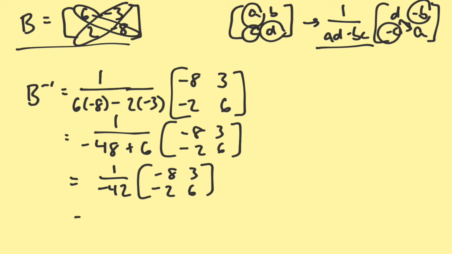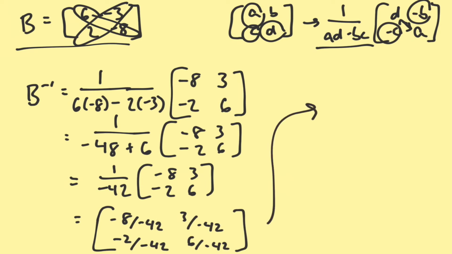And we can distribute that 1 over negative 42. So we can put everything over negative 42 and then simplify the fractions. We can divide for the top left both of those by 2, and a negative over a negative becomes a positive. For the top right, we can divide both by 3. Bottom left, divide both by 2, and a negative divided by negative is a positive. And bottom right, 6 goes into both of those. So that will be 1 over 7, and there's still a negative there.